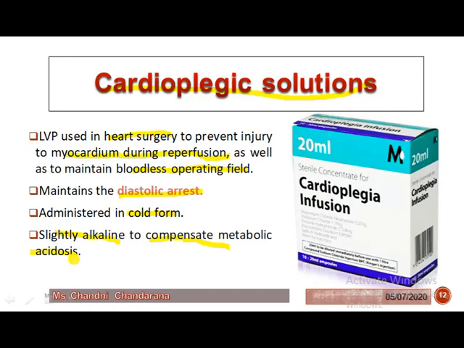This kind of solution is used only after addition of sodium bicarbonate. We have to add sodium bicarbonate, and only then can we use this solution, because here we have to adjust the alkaline pH. Otherwise, it will produce acidosis. You can see over here, this is a 20 ml preparation of a cardioplegia infusion. So, this is a marketed preparation.